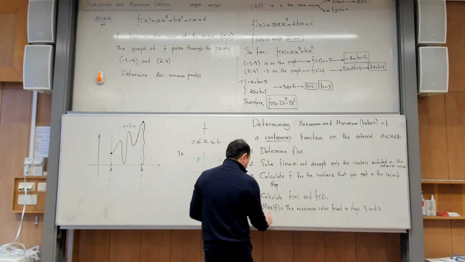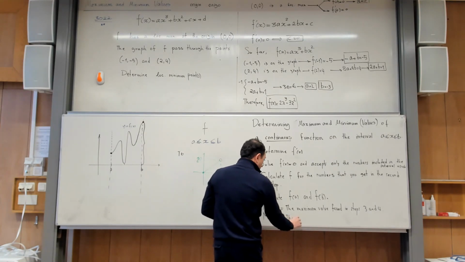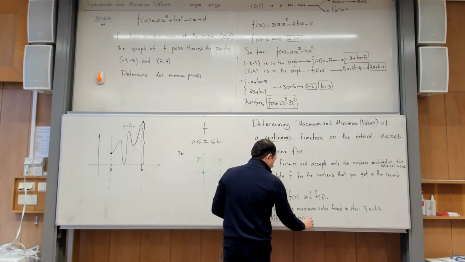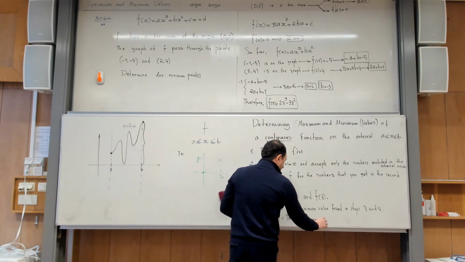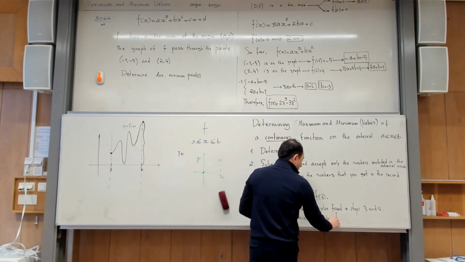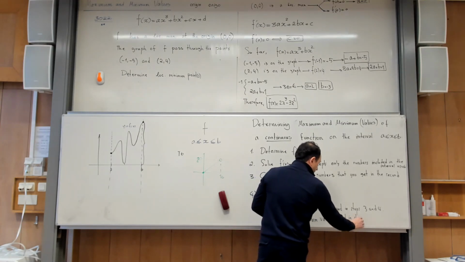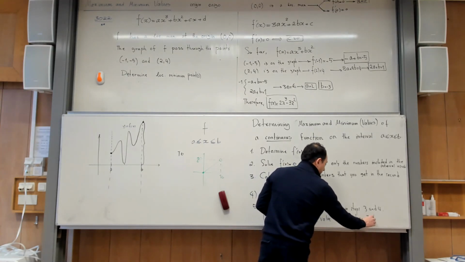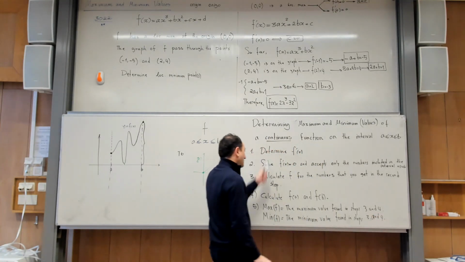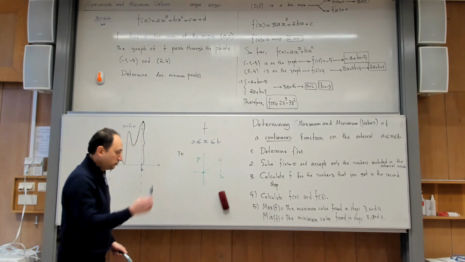and the minimum of f, the minimum value found in steps 2 and 3. Sorry, step 3 and 4. Yeah, I don't know, because I could probably write it more properly, but hopefully you understand what I mean.